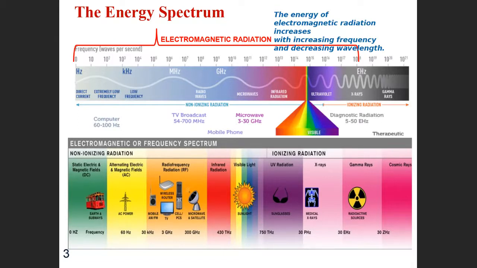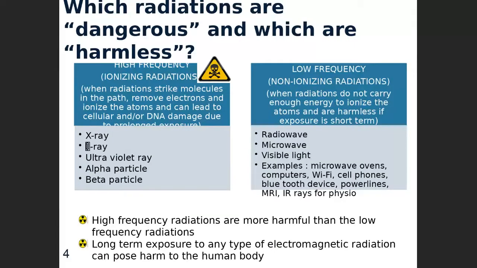Now, some applications in our life. For the non-ionizing radiations, there are radio frequency radiations and even visible light, and all of that are non-ionizing radiation. While ionizing radiation includes X-rays, gamma rays, and cosmic rays, and as we said, they are very dangerous. So which radiations are dangerous and which radiations are harmless?